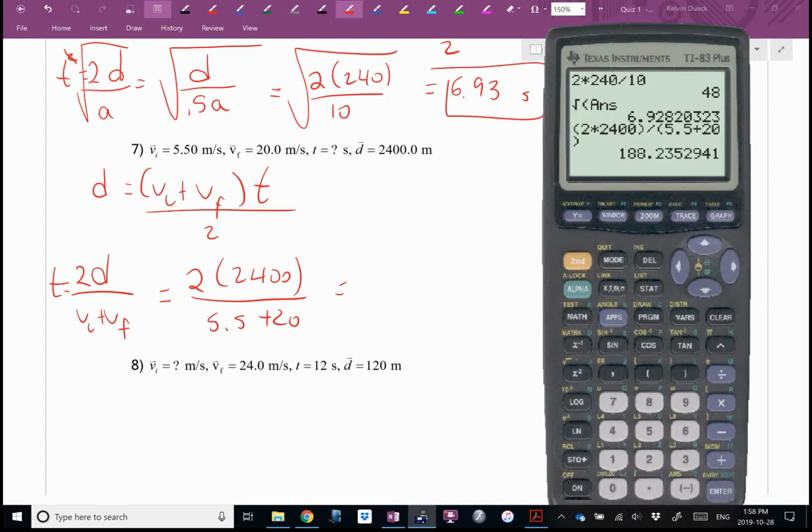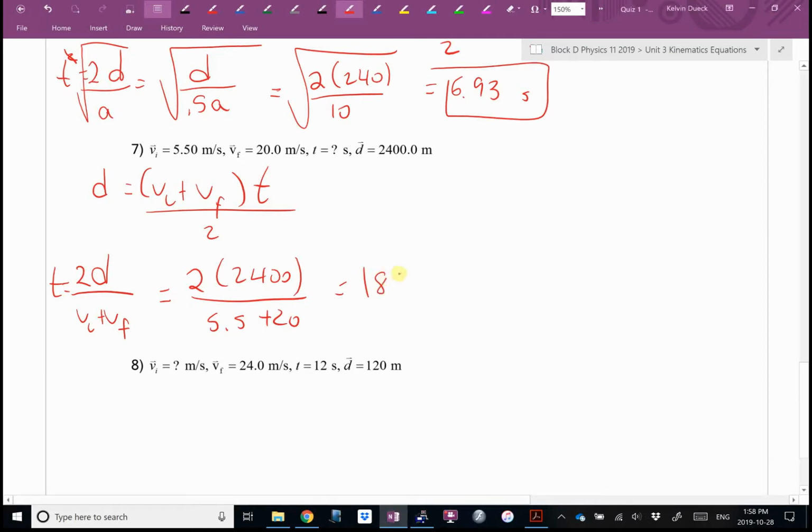I'm going to go 188. Yep. How many of you got that one right? I'm impressed because I didn't throw that one at you. I kept that one off all the homework on purpose, I think. So I don't think I gave you that one before. Units, seconds.